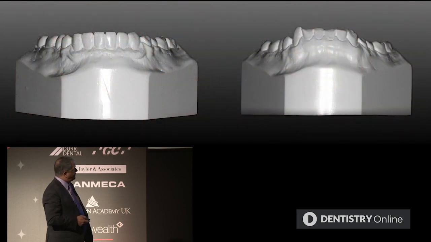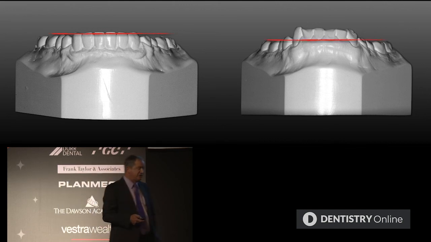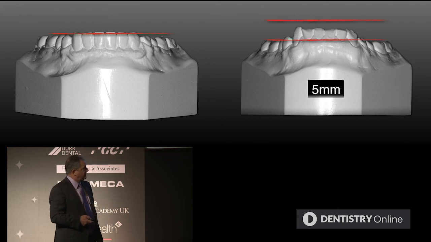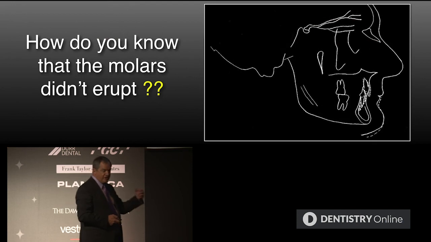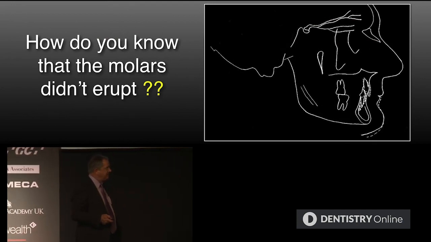And here we are post-treatment. The build-up teeth are now level with the occlusal plane. Before, the gingival margins were level with the occlusal plane. The teeth actually intruded 5 millimeters. Some people want to know, how do you know the vertical dimension didn't increase? How do you know the posteriors didn't erupt?